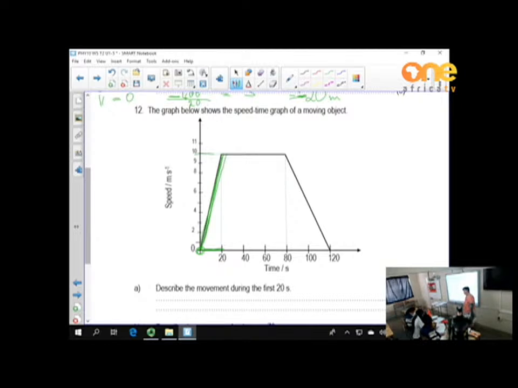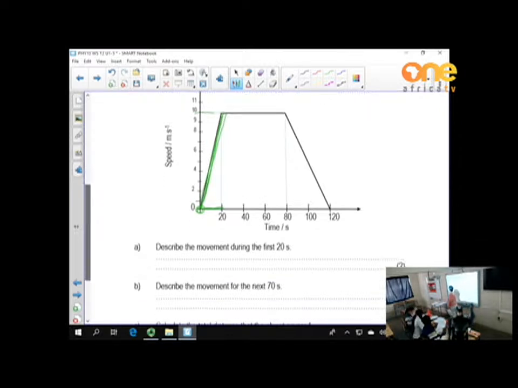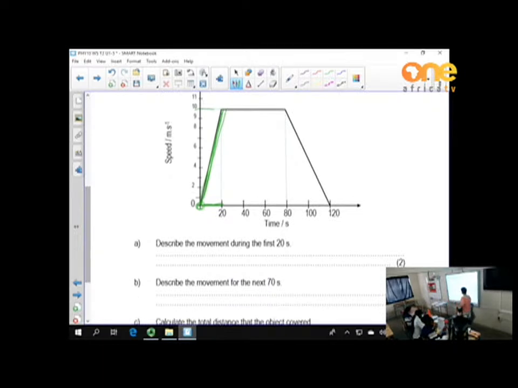Yes, perfect. Acceleration is the gradient, so it's change in y over change in x, so it's 10 over 20, 0.5. Okay. Now, describe the movement for the next 70 seconds.